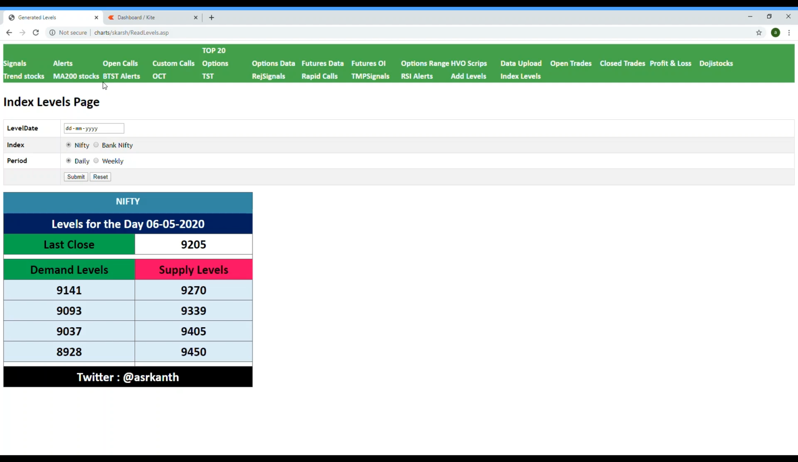On the screen, these are the levels that I have derived for 6th of May trading. The last close, which is the 5th of May close, is at 9205, and for this day we have demand levels at 9141, 9093, 9037 and 8928, as well as supply levels at 9270, 9339, 9405 and 9450.